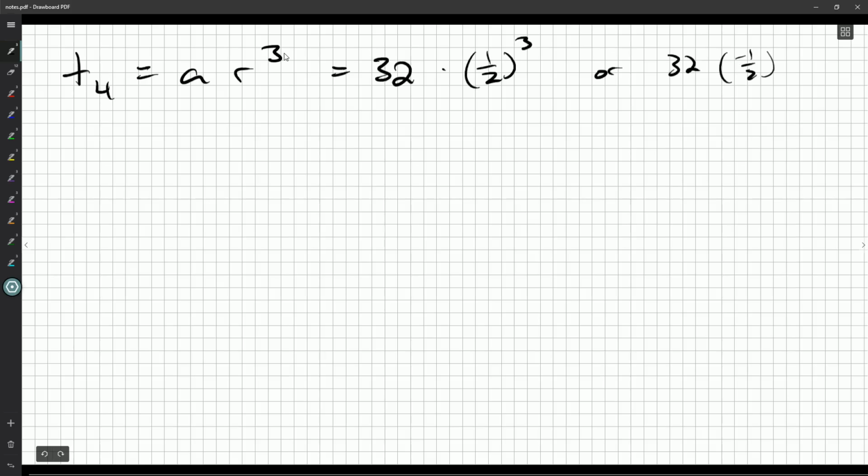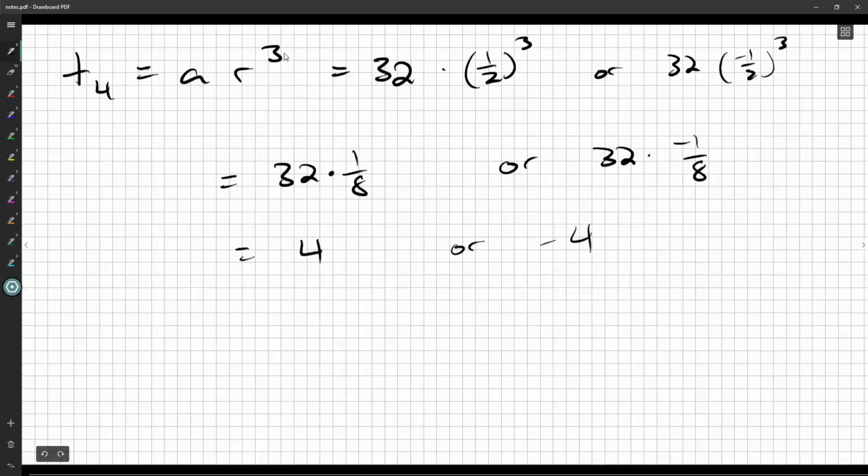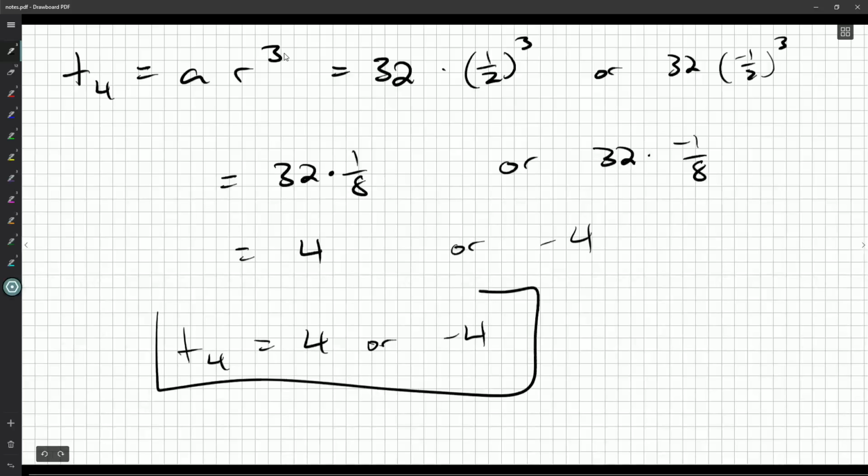So we know what A is. T4 is AR cubed, so it's 32 times a half cubed, or 32 times negative a half cubed. So 32 times an eighth, or 32 times negative an eighth. So we either get 4 or negative 4. And those are all possible values for T4.